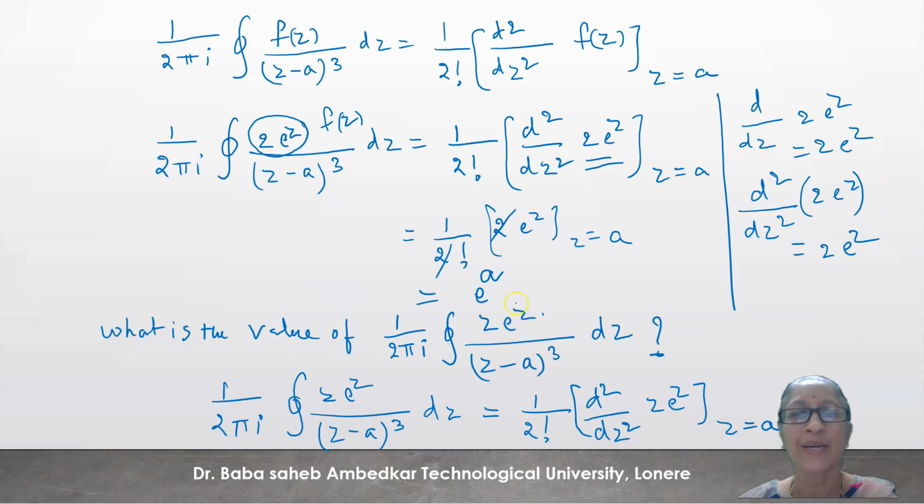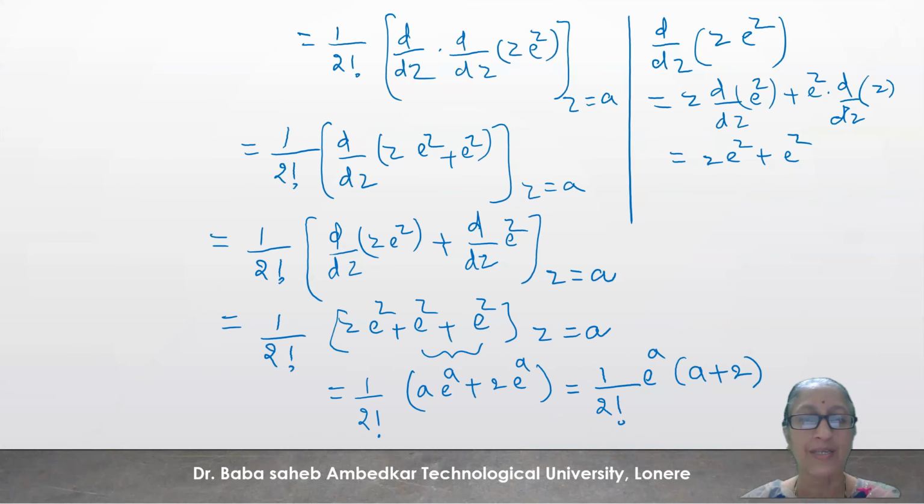If the numerator contains z e power z, then we get that. If the numerator contains 2 e power z, then we get e power a. Okay, now let us see the next question.